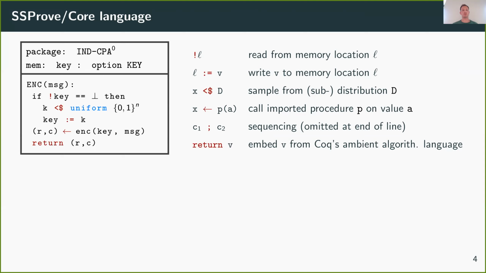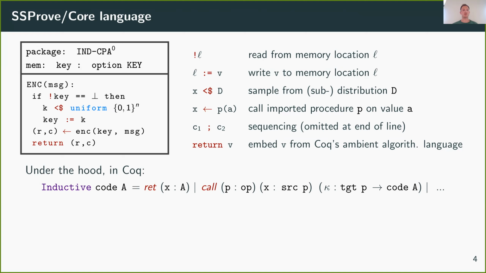The example code samples from the uniform distribution on bit strings of length n, but our language is flexible and supports other user-defined distributions. Imported procedures can be applied to arguments, and of course we can compose several computations in sequence. We also inherit pure constructs from Coq's built-in language, and this allows us to use ambient data types such as integers or booleans.